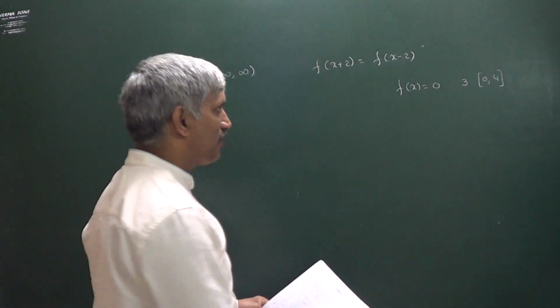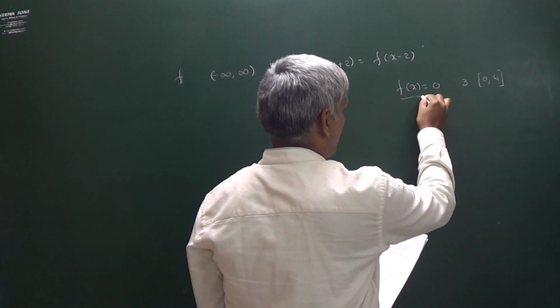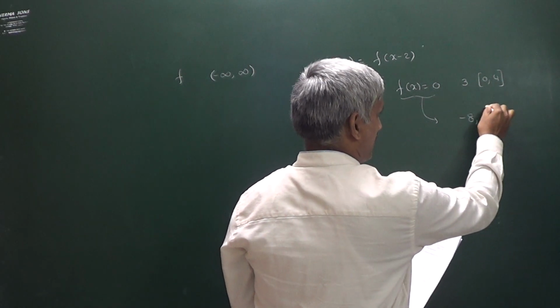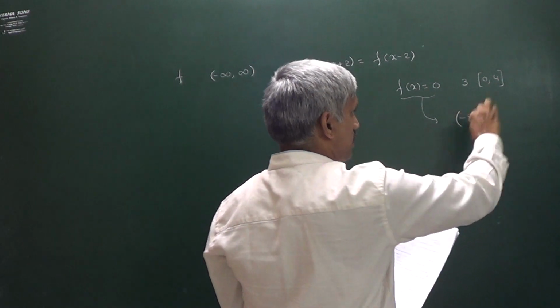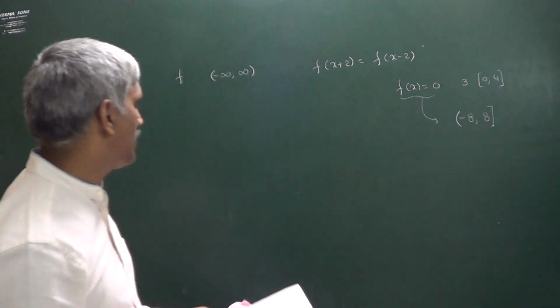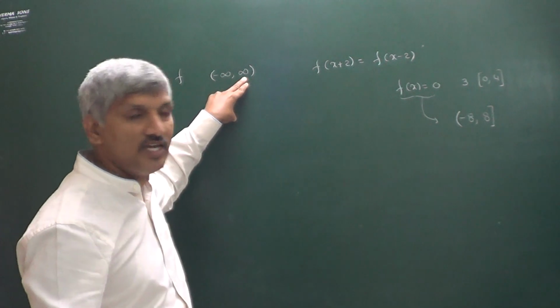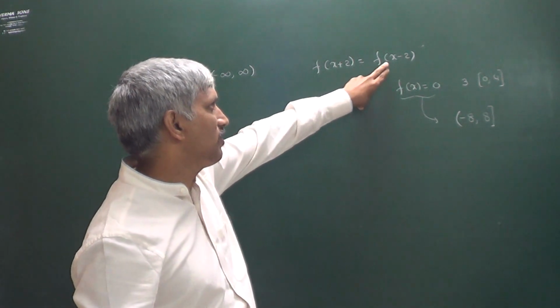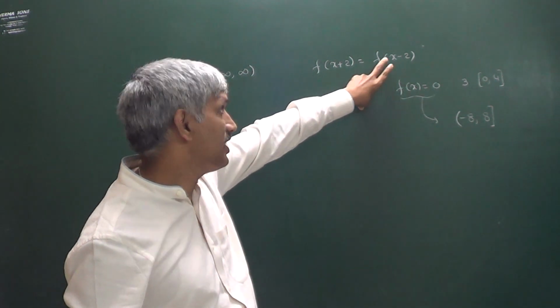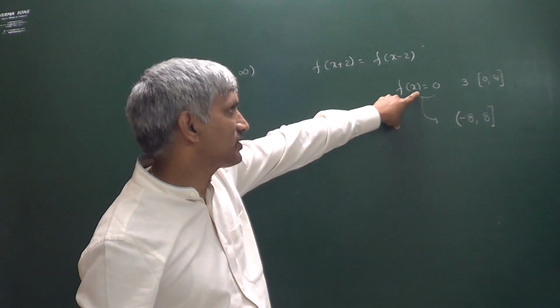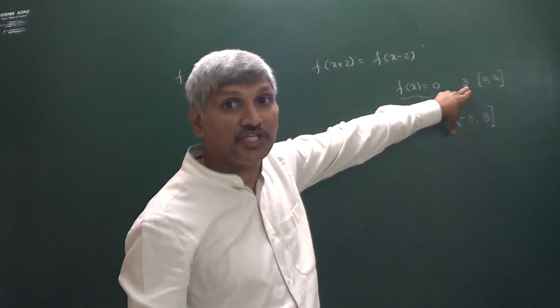Then the number of real roots for this equation in the interval minus 8, 8. Plus 8 is closed, minus 8 is open. Just check. The function is defined from minus infinity to plus infinity. f of x plus 2 is equal to f of x minus 2. We can say here f of x plus 2 is equal to f of x minus 2 is given, and f of x is equal to 0 has exactly 3 real roots.